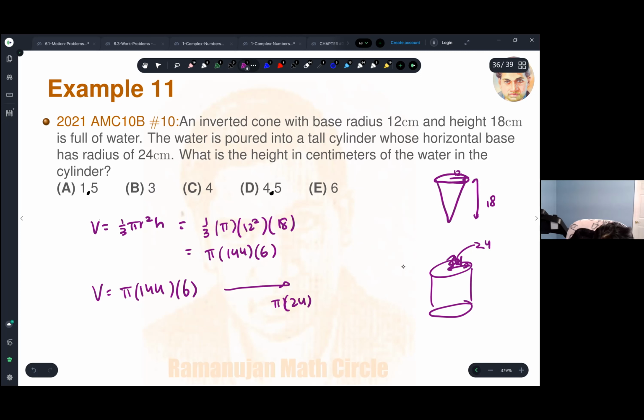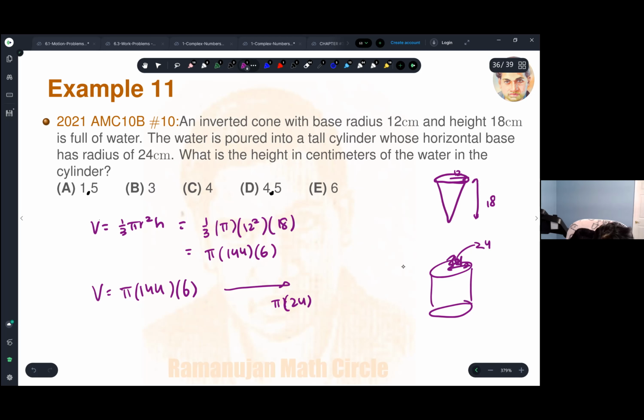So pi 144 times 6 is equal to pi, 24 squared is 576, times h. So this cancels and you're left with a 4. Pi cancels. So h is equal to 6/4, which is 3/2 or 1.5. So our answer is 1.5. So the height of the water in the cylinder is 1.5.